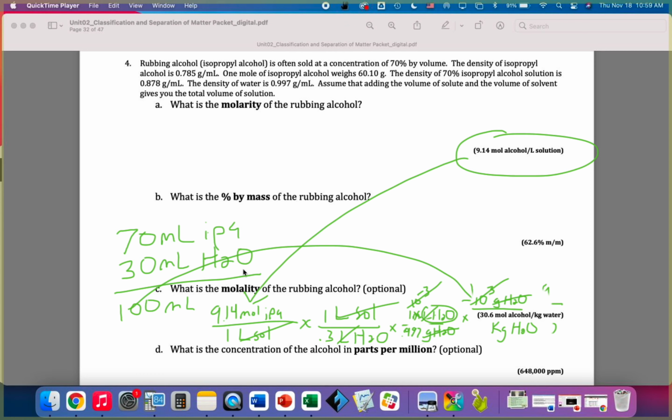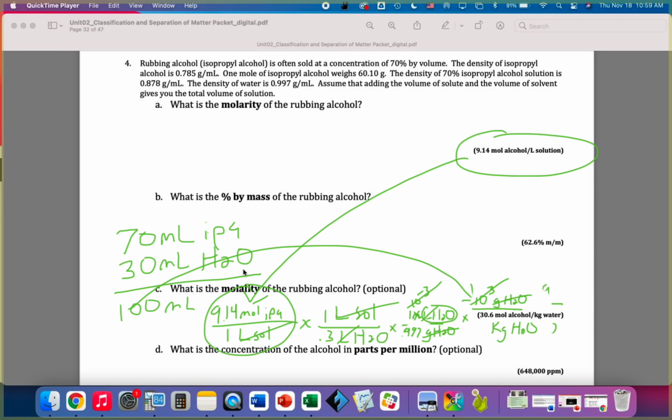You could totally start out with the 70 milliliters of isopropyl alcohol and the 30 milliliters of water, and then you could start all over again. But I like starting with this number because we already knew the moles of isopropyl alcohol. All right, last thing we need to do is the parts per million problem.